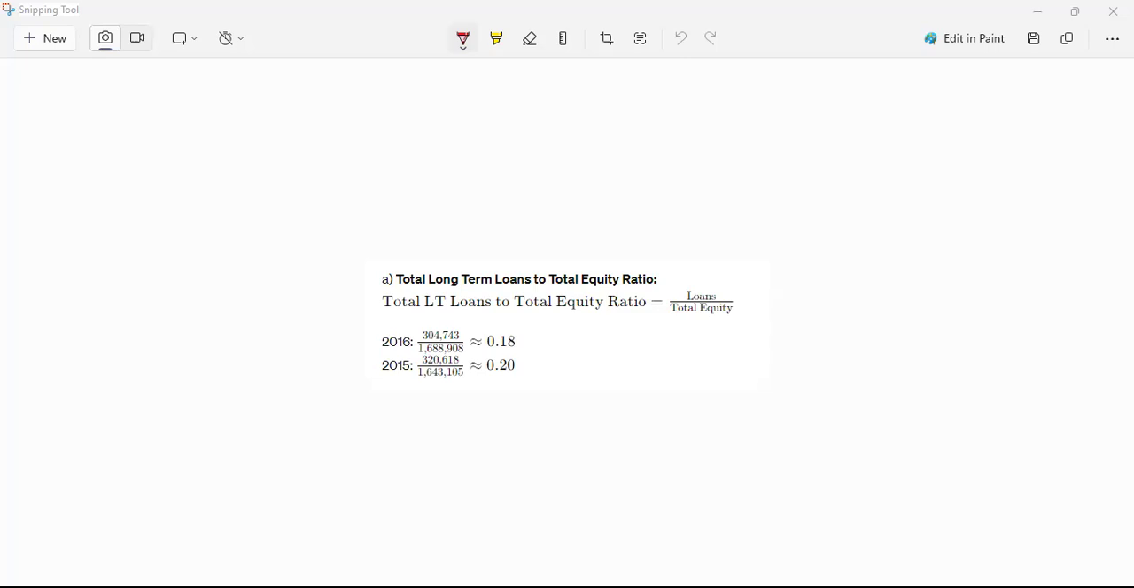It also enhances the picture and image of our company to probable investors, because when investors are looking at a company that totally relies on debt, they become worried. There's a probable financial risk.